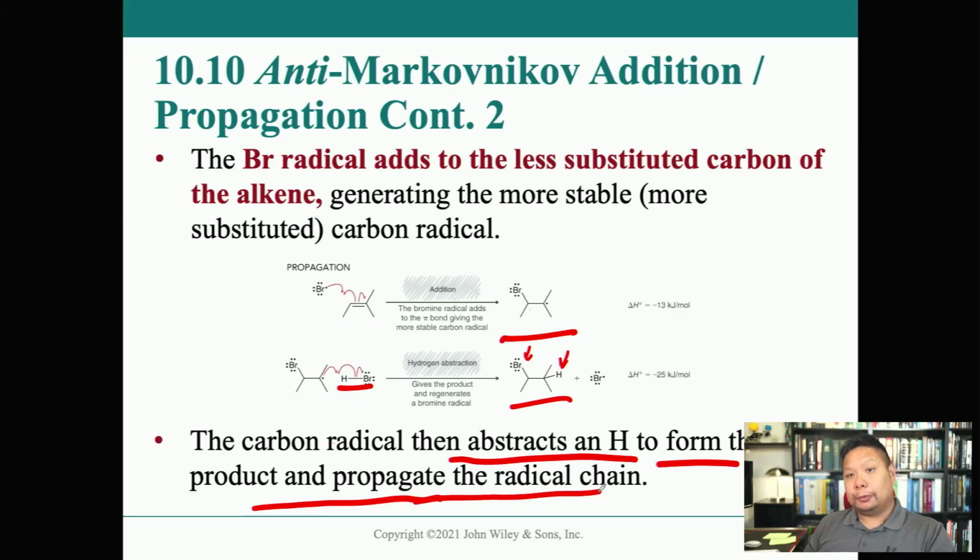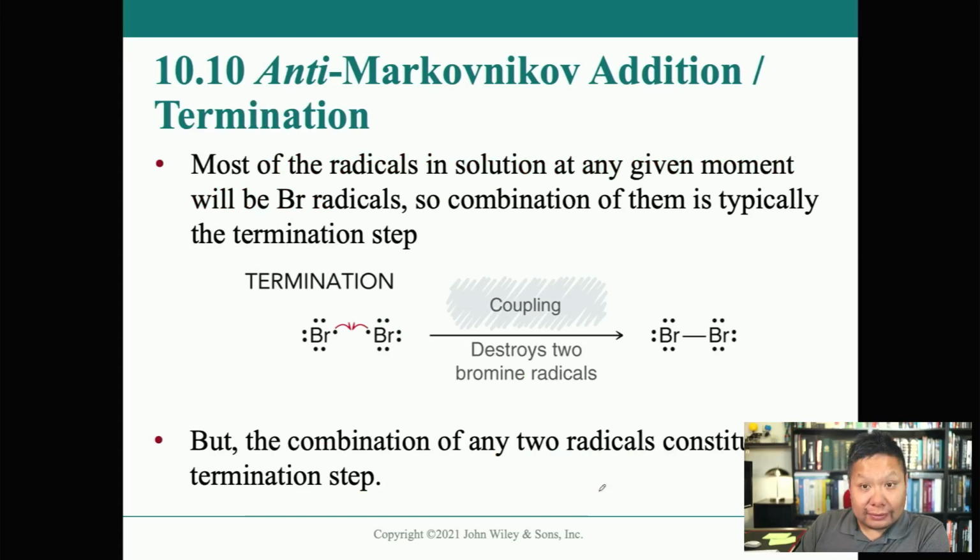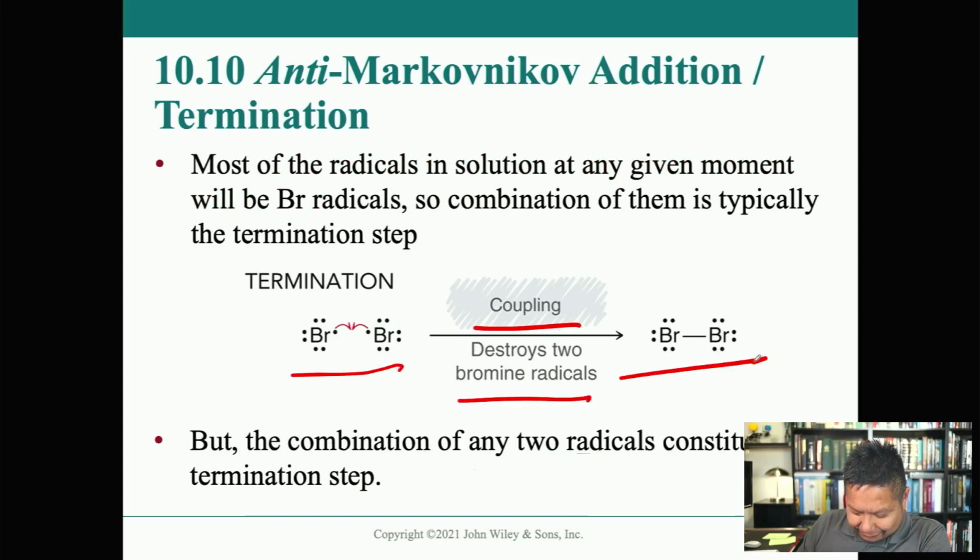Or two bromine radicals can come together and terminate the chain, or terminate the reaction. Terminate coupling, right? It destroys the bromine radicals, and it stops the radical mechanism. Okay.